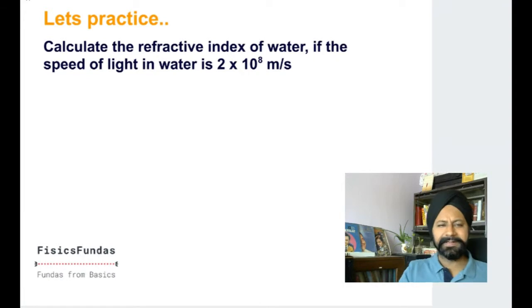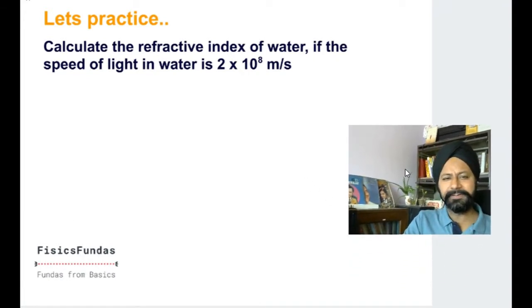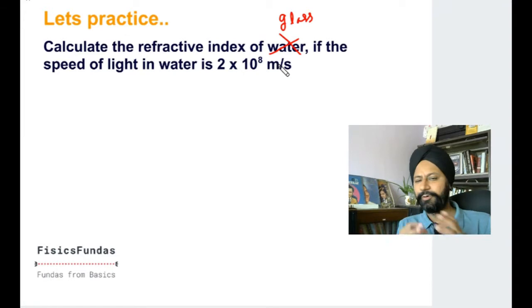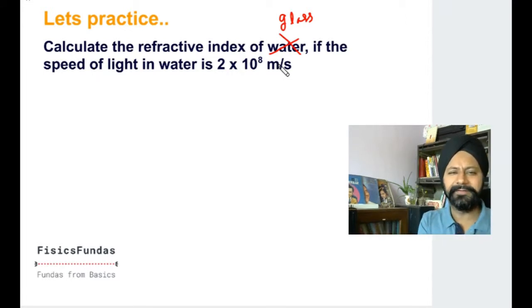Now let's practice. So let's calculate the refractive index of water. Actually, this is a mistake on my part. The value here is for glass. So the speed I have given here is for glass. You don't have to memorize. These numbers have to be given to you. These are calculated experimentally, nothing to be memorized. So pause the video here and try to calculate the refractive index of glass.